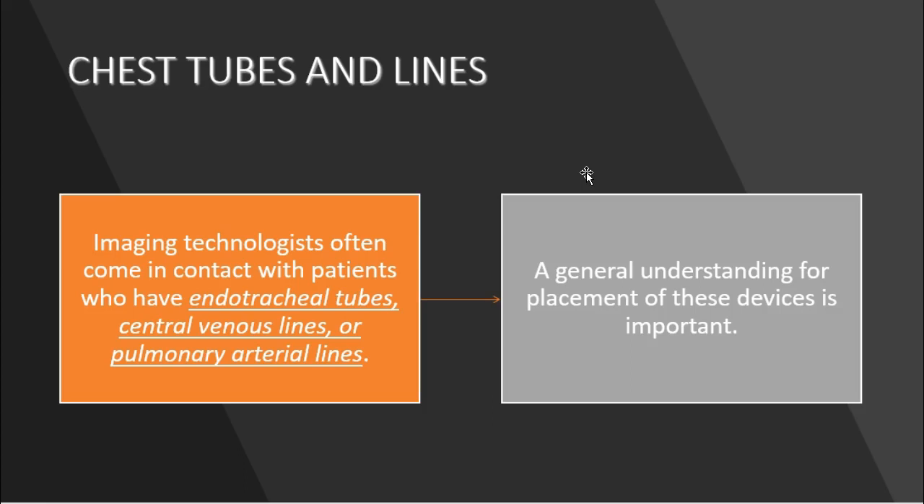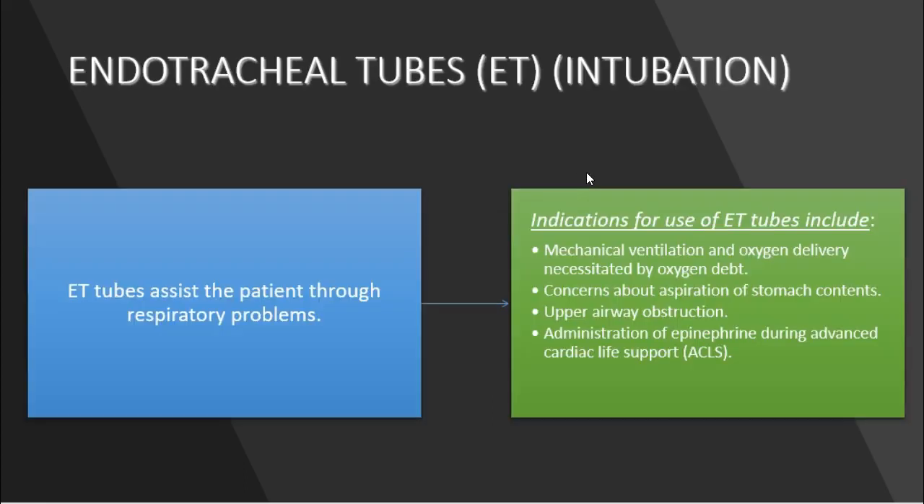Technologists often come in contact with patients who have endotracheal, central venous, or pulmonary artery lines. A general understanding of the placement of these devices is important for you to know. We've gone through this before, but you need to be reminded what all of these lines are.